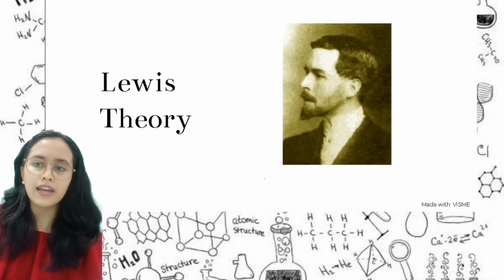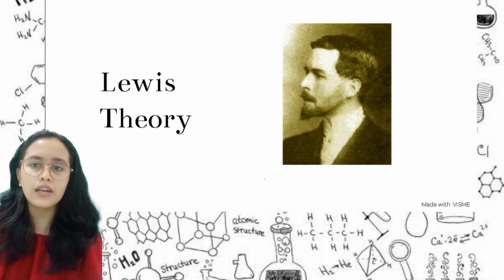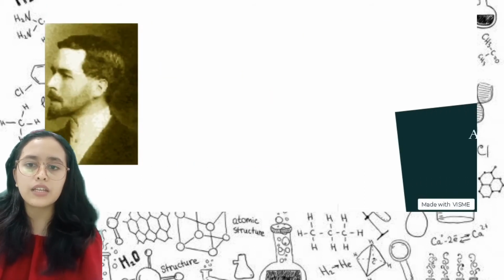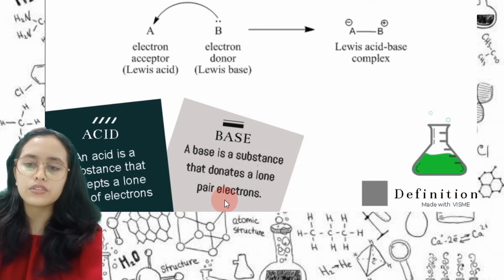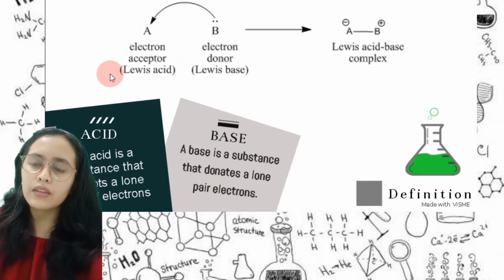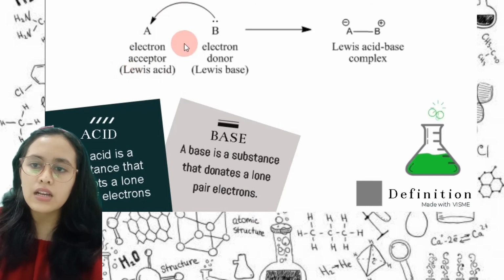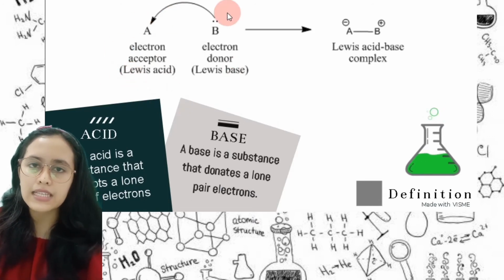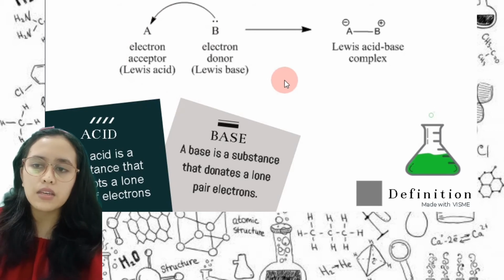Another theory that provides a very broad definition of acids and bases has been put forth by the American chemist Gilbert Lewis. The Lewis theory defines an acid as a compound that can accept a pair of electrons and a base as a compound that can donate a pair of electrons. Like the reaction above, in A, the compound is an electron acceptor, that is a Lewis acid, and B is an electron donor, that is named a Lewis base. So the combination of those compounds is a Lewis acid-base complex.